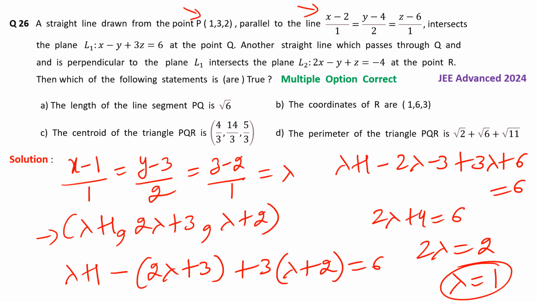Now students, put the value of the lambda obtained in the general coordinates. So from here, you will be getting the coordinates of the point of intersection, which is Q. So the coordinates of Q become (2, 5, 3). Right? Now students, we move further.